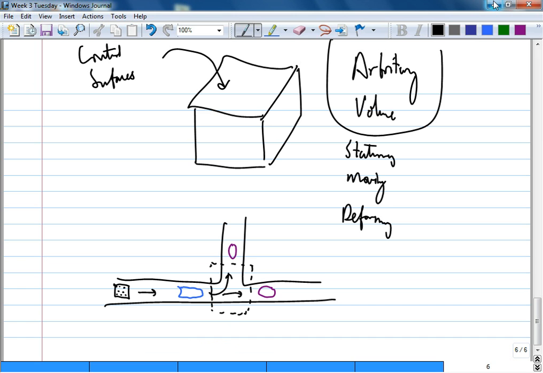Any questions here before I move to the next piece? Okay or not?